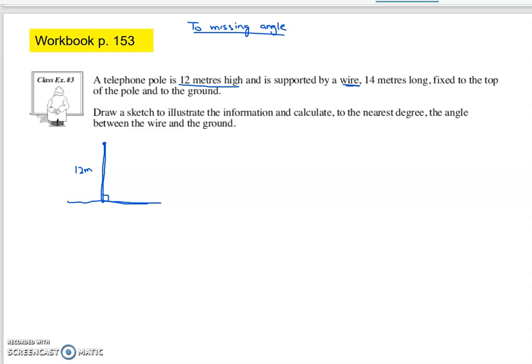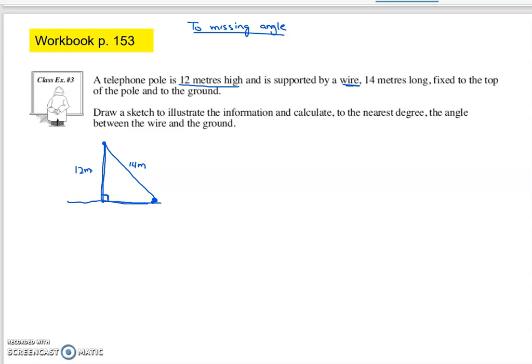So from the top of the pole to one side on the ground, I'm just going to pick this side, it is fixed to the ground. And what we know about this wire is that this wire itself is 14 meters long. So this is a right angle triangle with this side being 12 and this side being 14.